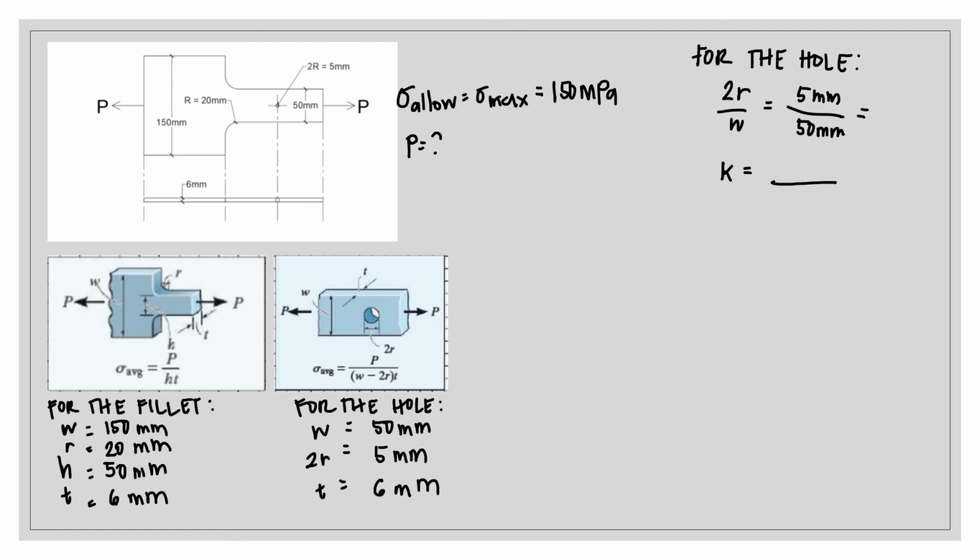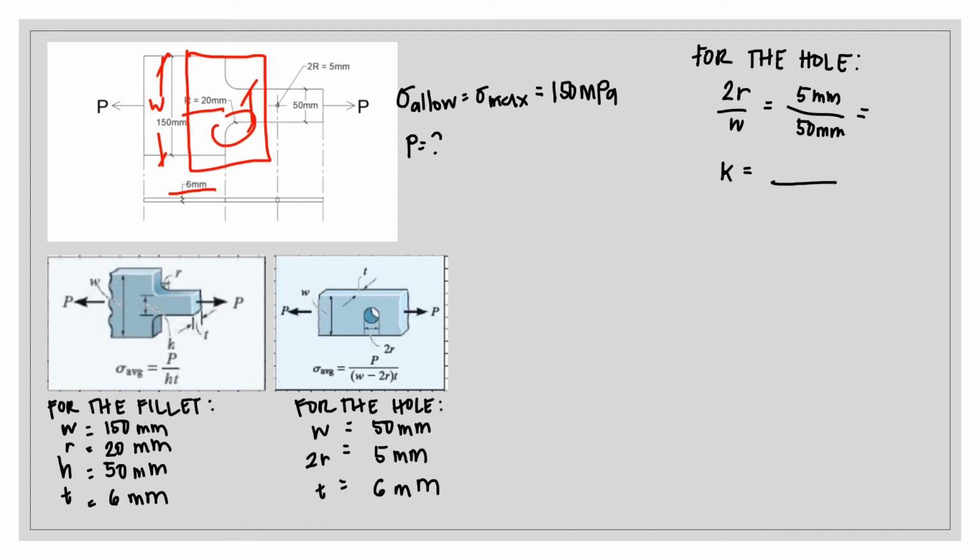For the fillet, we need width, radius, height, and thickness. For that part, we're going to look at this. So our width is 150 millimeters. Our height is 50 millimeters. Radius is equal to 20 millimeters. And our thickness is 6 millimeters.